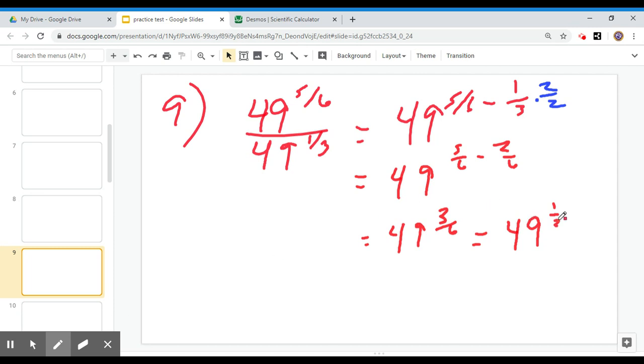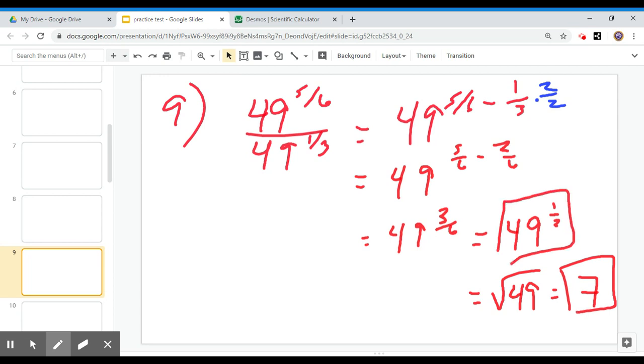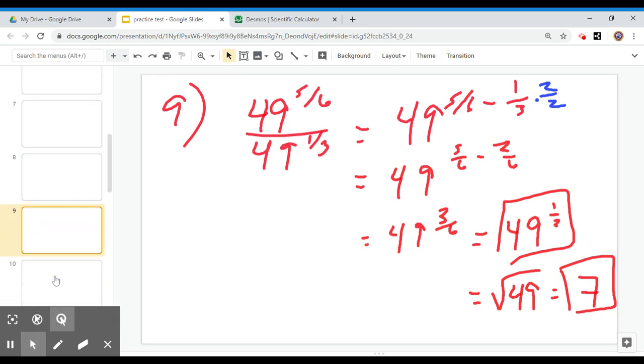And I noticed something interesting here. So 49 to the 1/2 is the same thing as the square root of 49, which is just 7. So I will say if you left it like that, it would be correct. But if you take it a step further and write 7, I would also mark that correct.